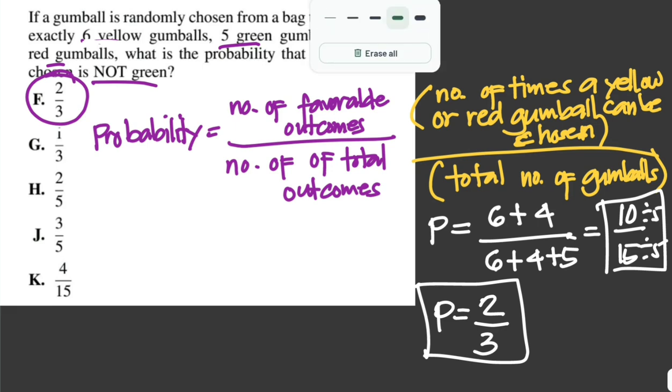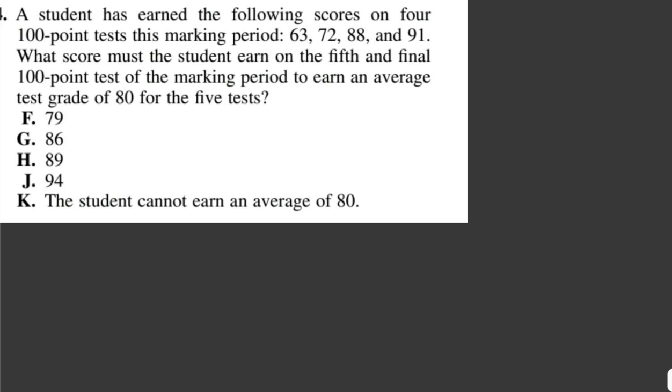Okay, let's solve another one. A student has earned the following scores on 4 100-point tests this marking period: 63, 72, 88, and 91. What score must the student earn on the 5th and final 100-point test of the marking period to earn an average test grade of 80 for the 5 tests? We are asked here to find the 5th score. We're given the 4 scores and the average, which is 80.